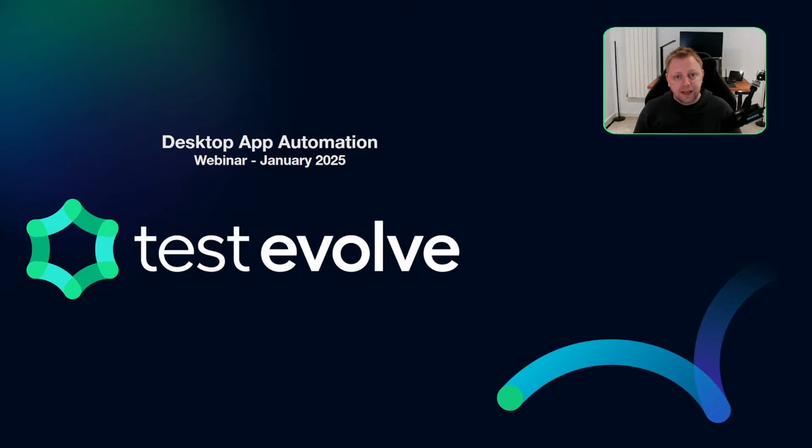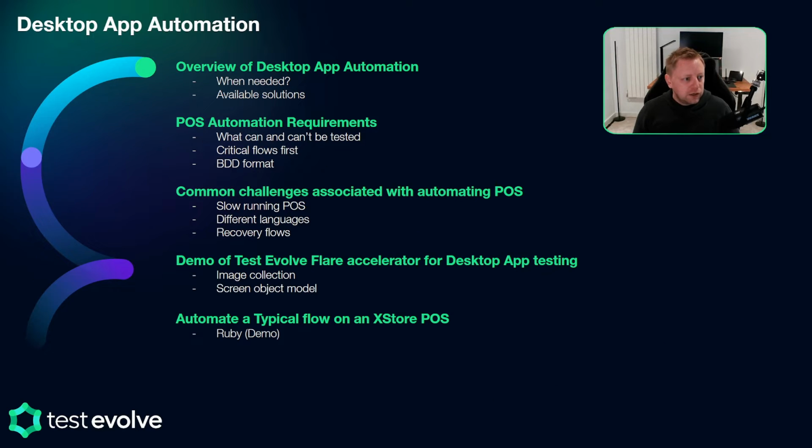We're going to be looking today at desktop app automation, specifically how you can use the Test Evolve tool to automate POS systems as part of an omni-channel flow. So let's take a quick look at what we'll be covering.